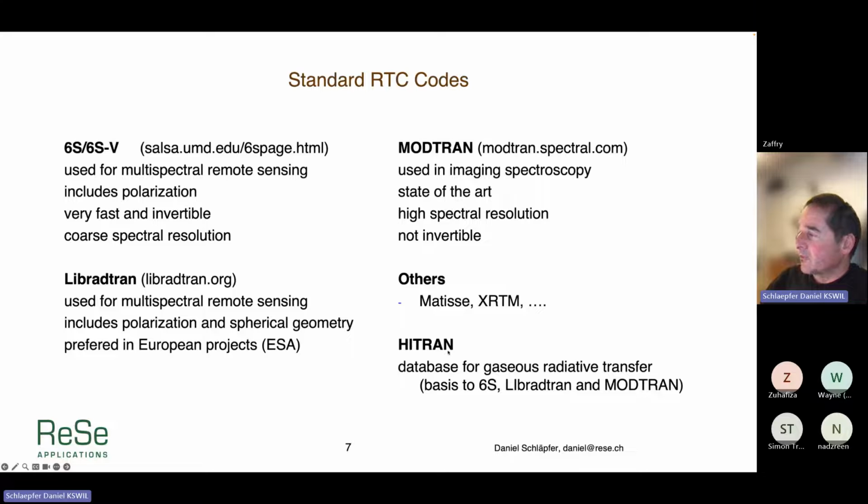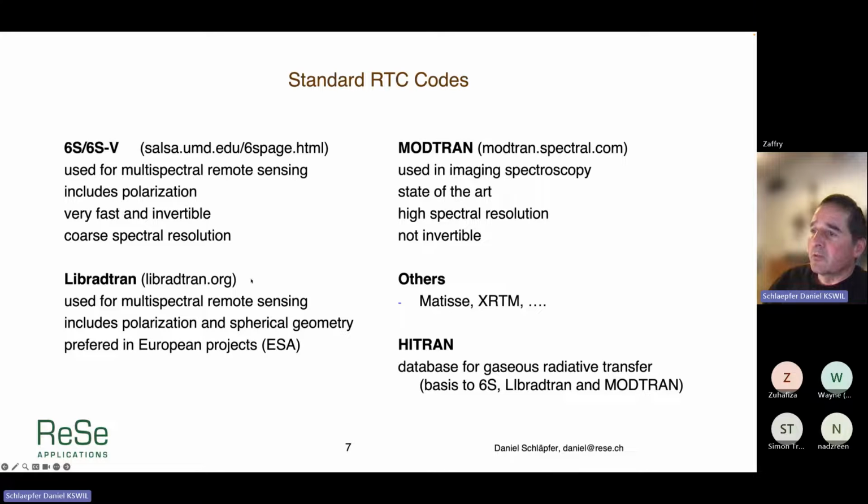Then there is the HITRAN, which is often a little bit confusing. That's not a radiative transfer code. That's just a database of extinction or absorption coefficients of gases and aerosols. So MODTRAN uses the HITRAN database as an input. 6S also uses HITRAN, an older one. LibreTran also uses HITRAN. All of them are using HITRAN in the background.